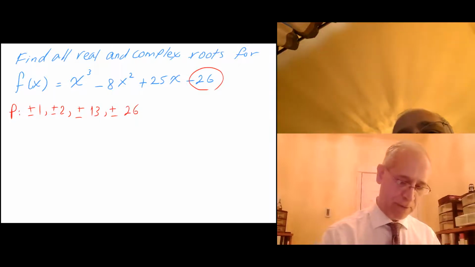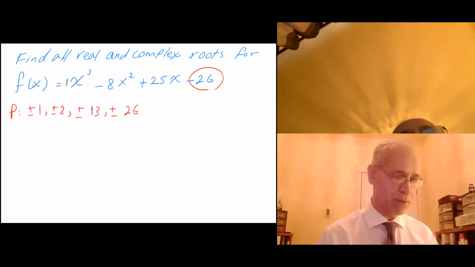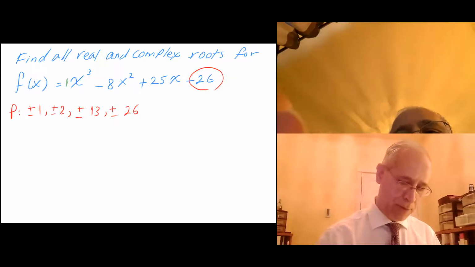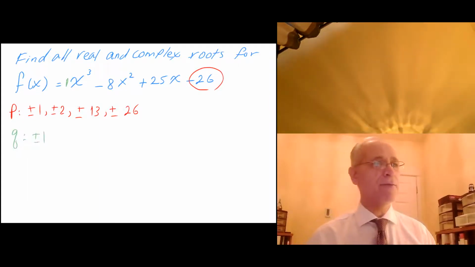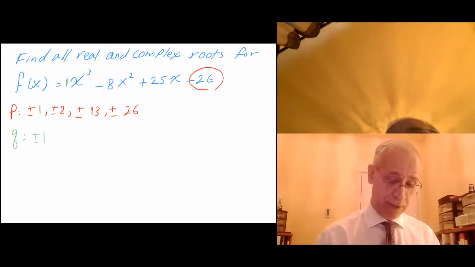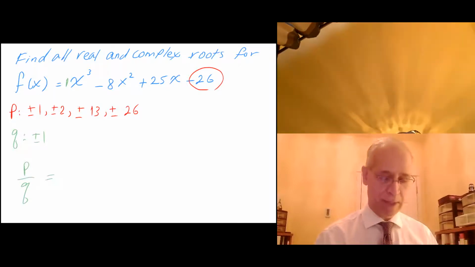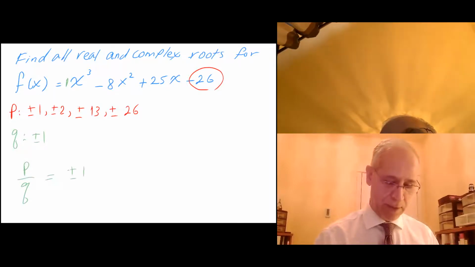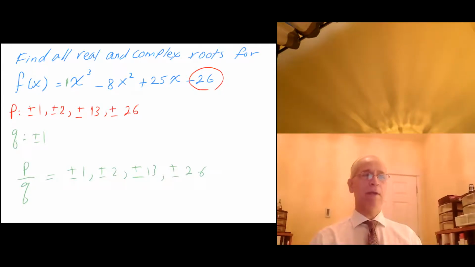Let's look at factors of q right here. That's fairly easy, just plus and minus 1. And since anything divided by 1 is itself, in this case, the factors of p over q are the same as the factors of p, which are plus and minus 1, plus and minus 2, plus and minus 13, and plus and minus 26.